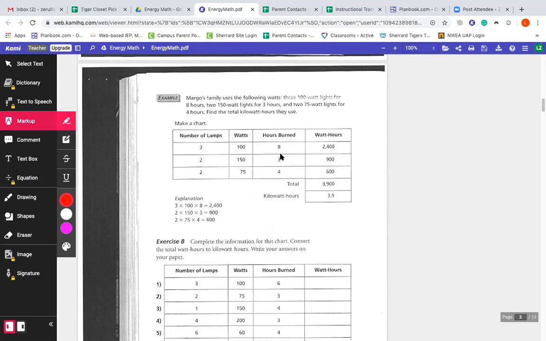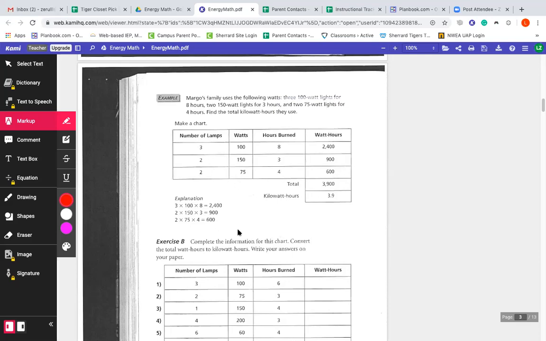Okay, now those 3 steps, easy, right? You can just take what you read up here, put them in here, and just multiply straight across. 3 times 100 times 8 equals 2,400. 2 times 150 times 3 equals 900. I'm off to a great start today. 2 times 75 times 4 equals 600.